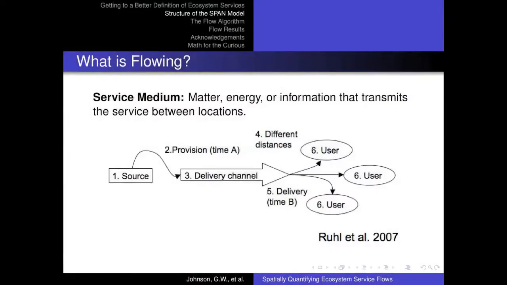Now if they're talking about things that are flowing, what is flowing? We have to go a little bit deeper than what we're looking at right now in the literature. So we introduced a new term. We call this the service medium: the matter, energy, or information that transmits the service between locations, from the landscape that provides it to the people who receive it.